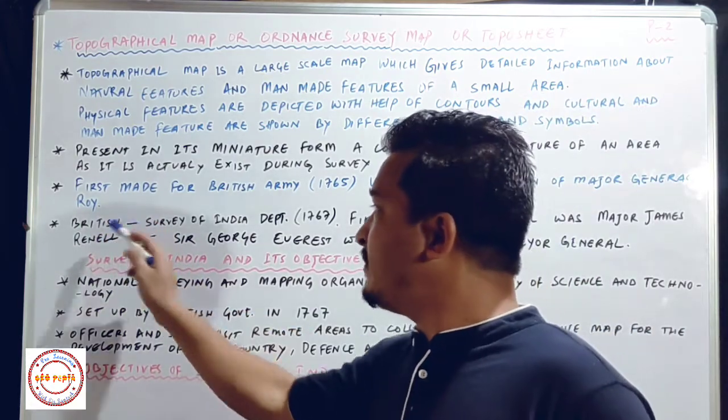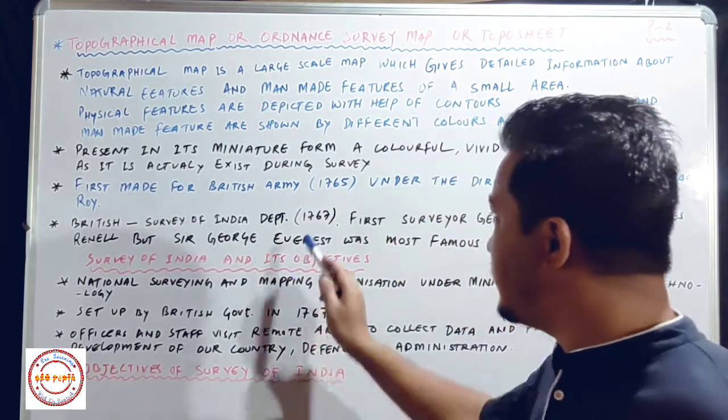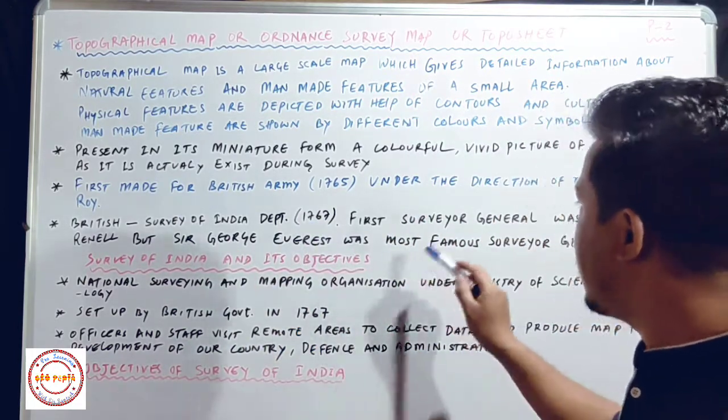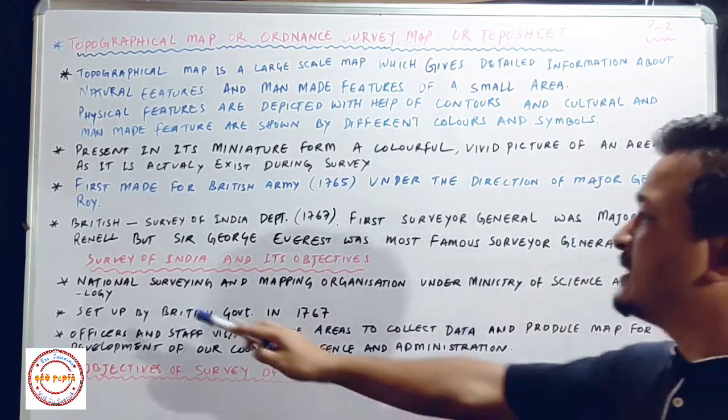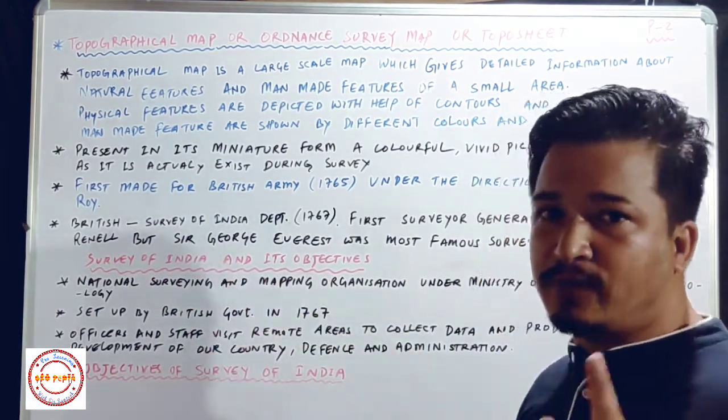In British India, the British government established one department, the Survey of India department, in 1767. The first Surveyor General was Major James Rennell, but the most famous Surveyor General was Sir George Everest. You have to keep this in your mind.